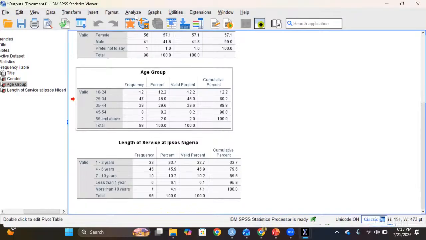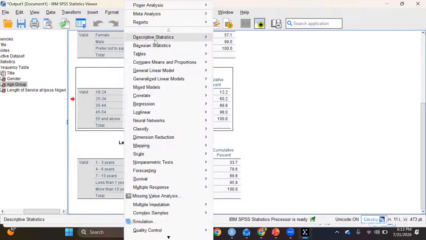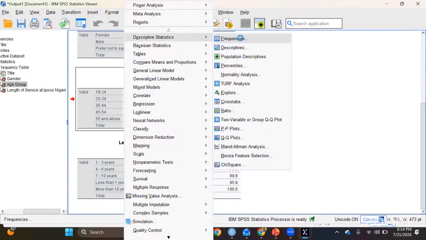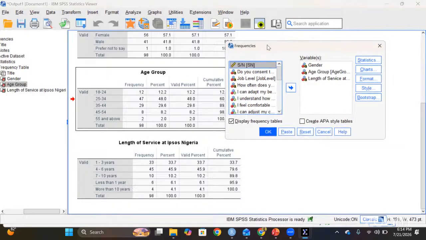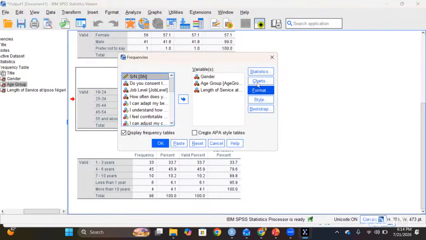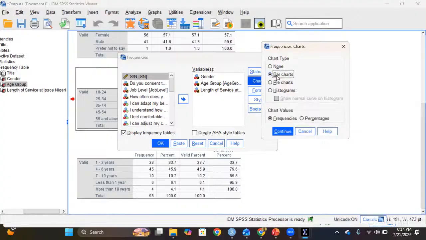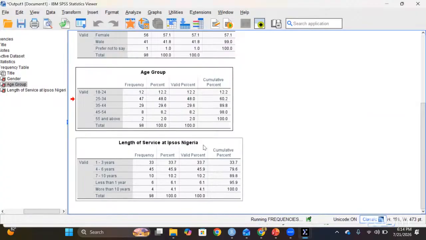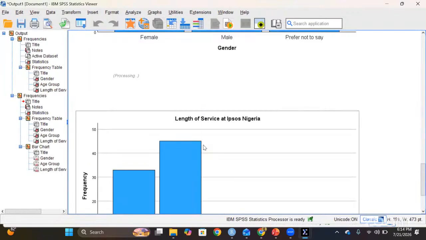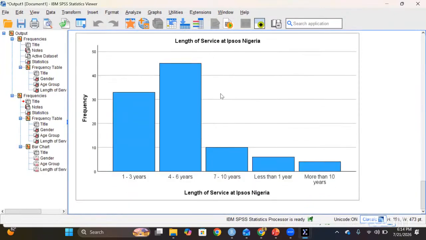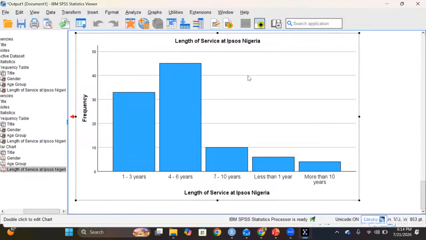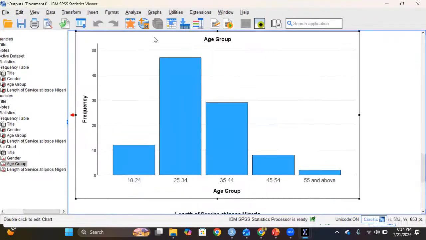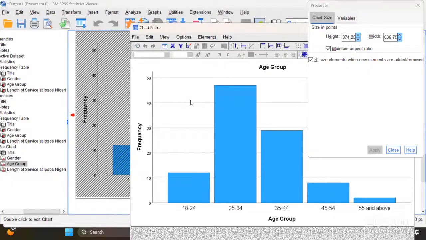So if I want the bar charts, then I go to Descriptive Statistics, go to Frequencies. Then instead of just clicking OK, I'm going to click on Charts so that I can add bar charts, then click on Continue, then click on OK, right? So now my bars will be done. Then you can go ahead and format your bars. Just like you guys did, you can double click and do different things with your bar.